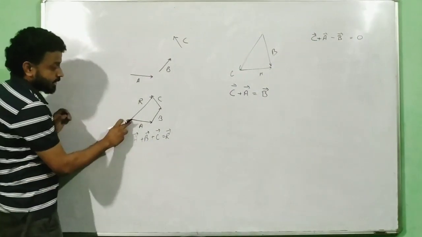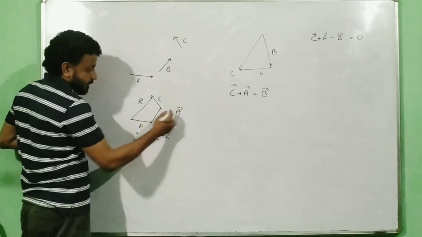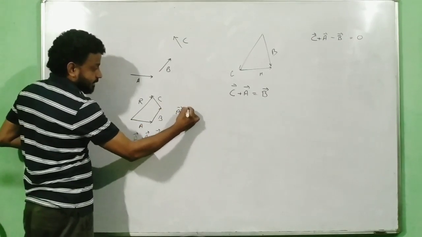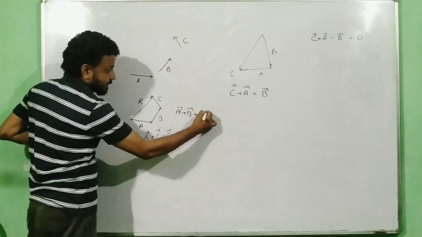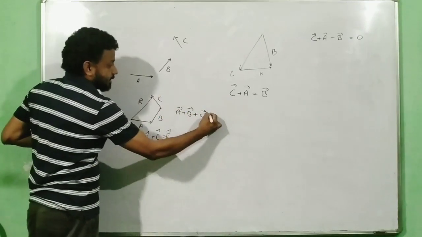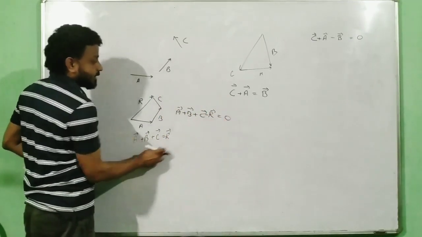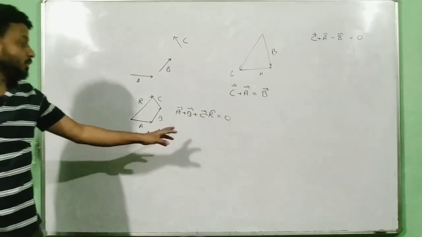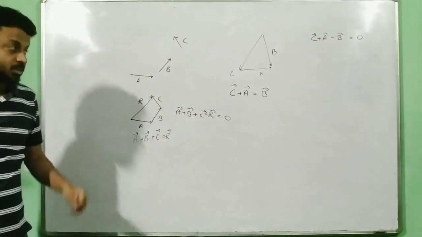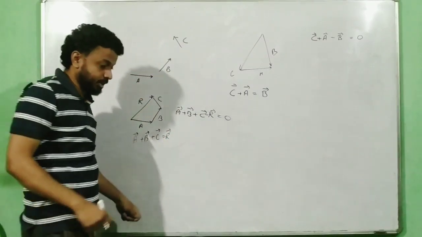Over here, look at here. Tail, head, head, tail. Same result. Correct? But here we always put the at the end equals to 0. So this is another way of doing it.